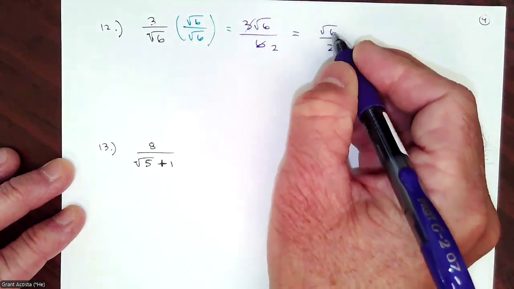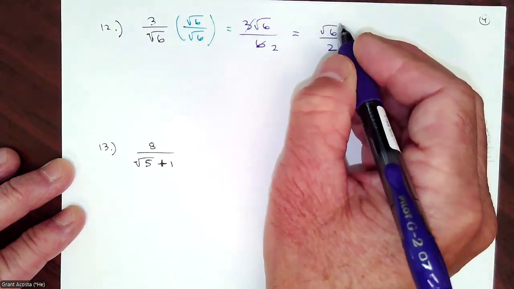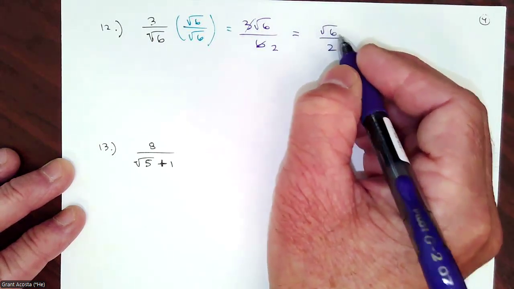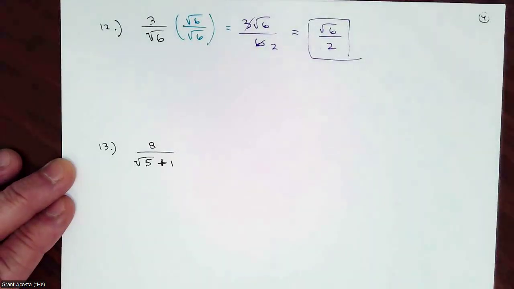Now, of course, you can't divide the 2 and the 6, right? The 6 is inside the square root. This doesn't have a square root. The 6 is protected. You can't divide the 2 into the 6, so you'll have to leave it like that.